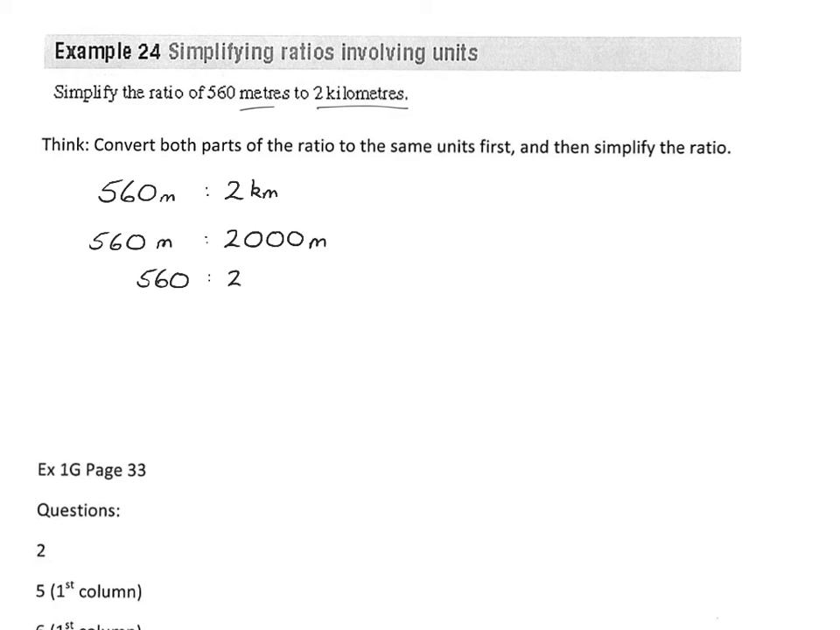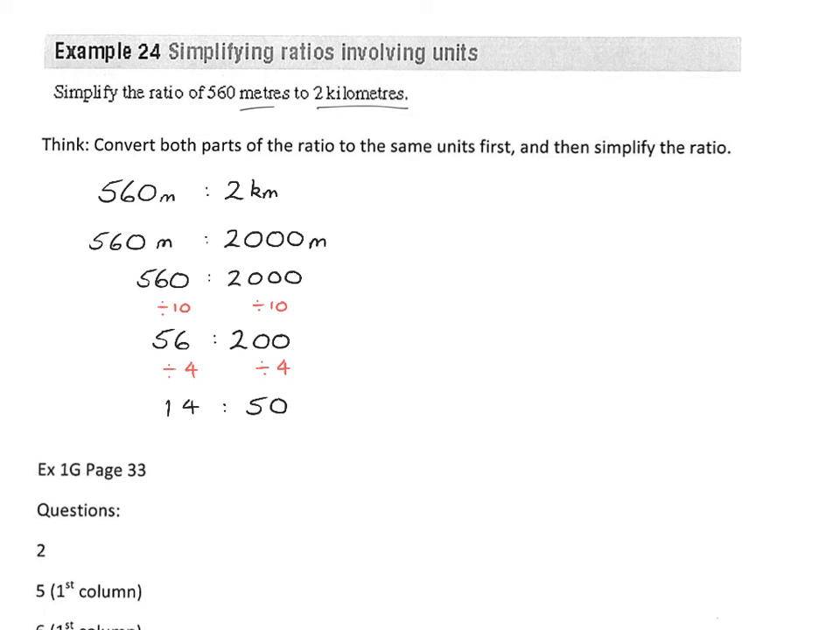So we've got 560 to 2,000, and we've got to look for the highest common factor. I don't know my factors of 560 and 2,000 off the top of my head, but they both end in a 0, so I'm going to start by dividing by 10 so that I get 56 to 200. Then you might recognise that they're divisible by 2, or you might even recognise that they're divisible by 4. And so we can divide both parts of the ratio by 4. And we get 14 to 50.